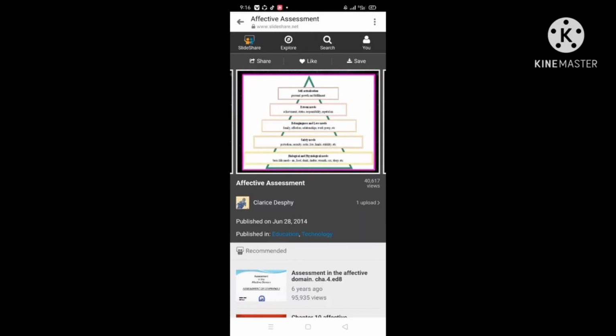Self-actualization, personal growth and fulfillment. Esteem needs: achievement, status, responsibility, and reputation. Belongingness and love needs: family, affection, relationship, work group, etc. Safety needs: protection, security, order, law, limits, stability, etc. Biological and physiological needs, basic life needs: air, food, drink, shelter, warmth, sex, sleep, etc.